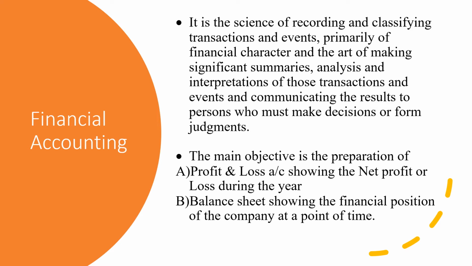So the main objective of financial accounting is to prepare the profit and loss account so that it can show the net profit or loss in the business during the year, and also to prepare the balance sheet which shows the financial position of the company at a point of time. So we are clear with what financial accounting is. It is only related to preparing the P&L account and the balance sheet.